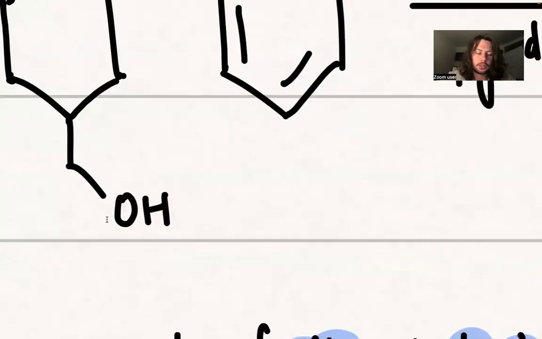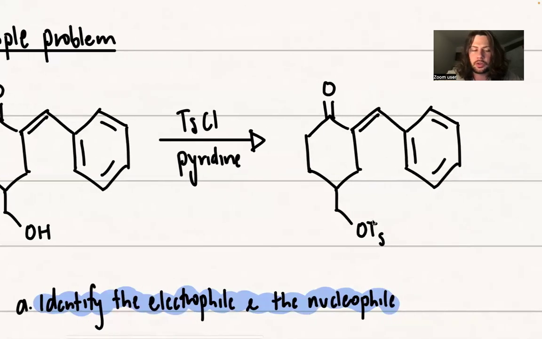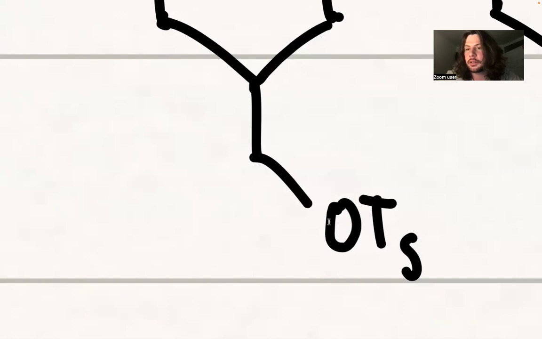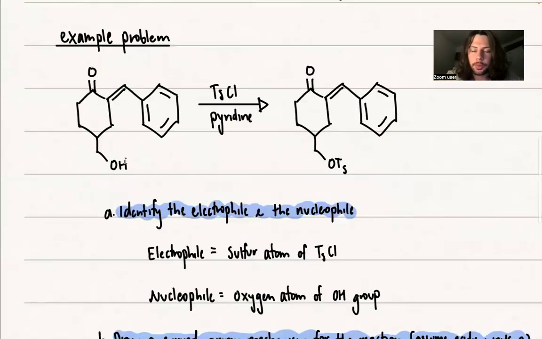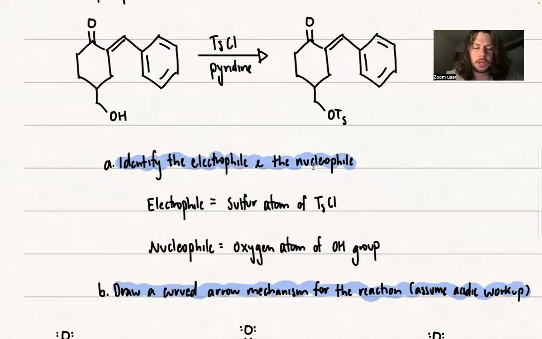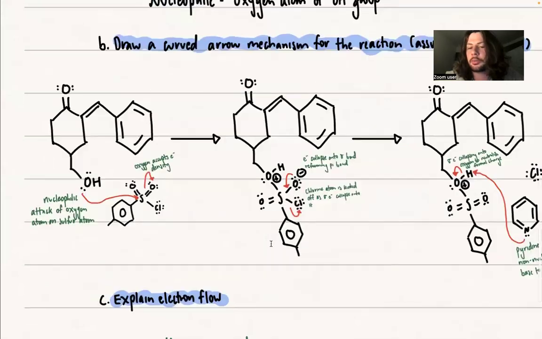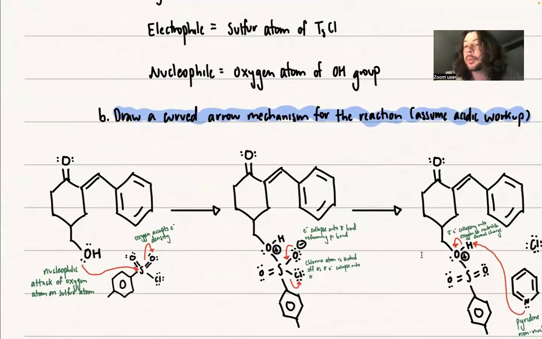So in this example problem, we have this molecule here on the left. We can see this alcohol. We can see this hydroxide group hanging off of it right there. And we're going to use tosyl chloride and pyridine to convert that hydroxide group into a tosylate leaving group. So we're going from a bad leaving group to a good leaving group that can then be used in different reactions. So question A says identify the electrophile and the nucleophile. The electrophile is going to be the sulfur atom of tosyl chloride, whereas the nucleophile is going to be the oxygen atom of the alcohol hydroxide functional group.